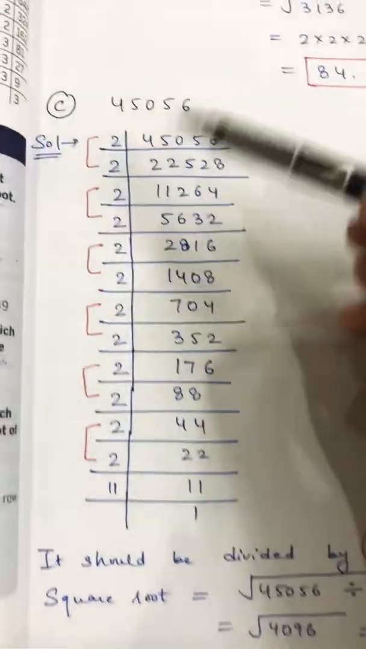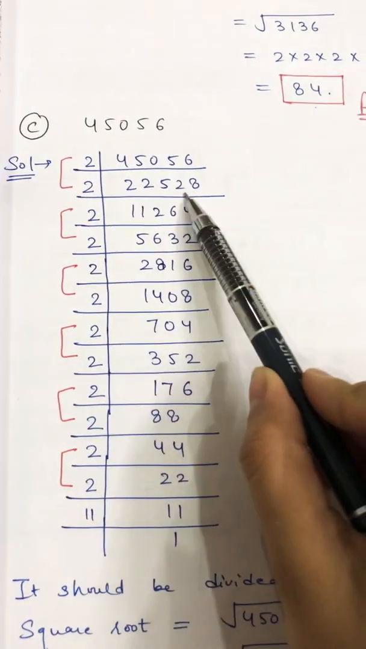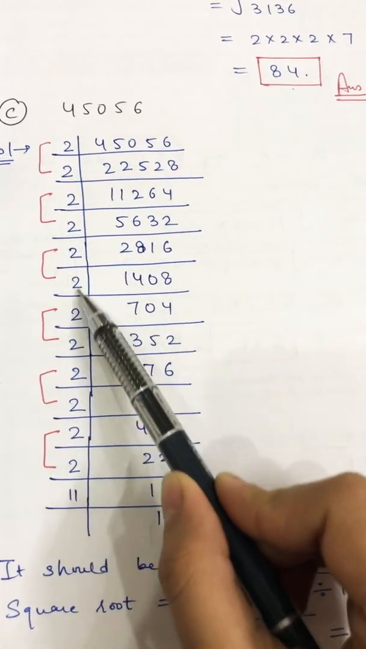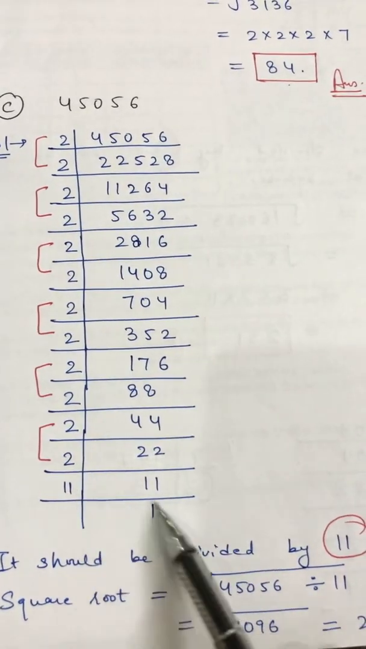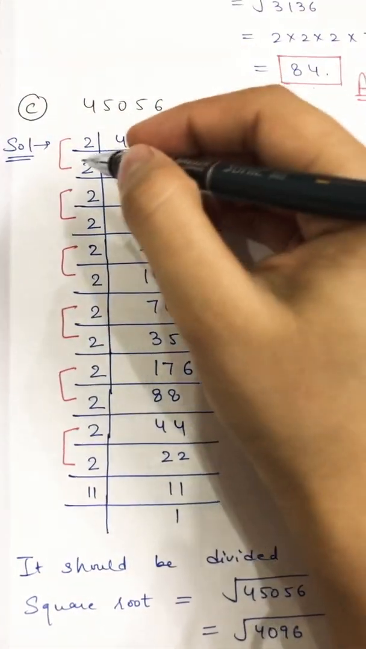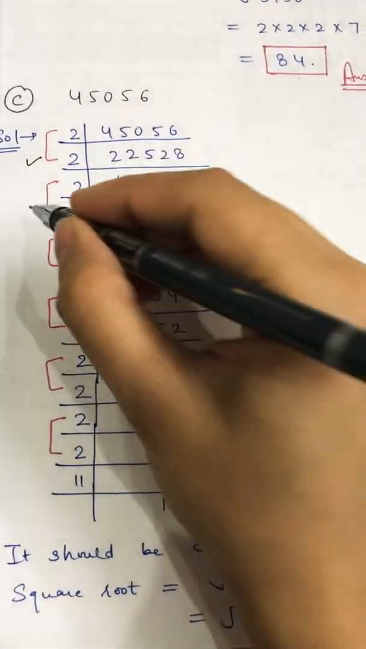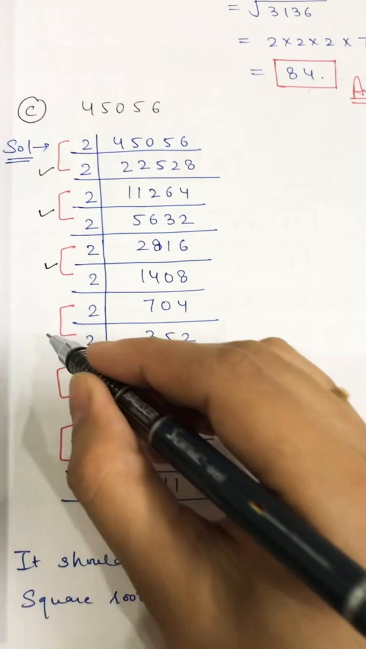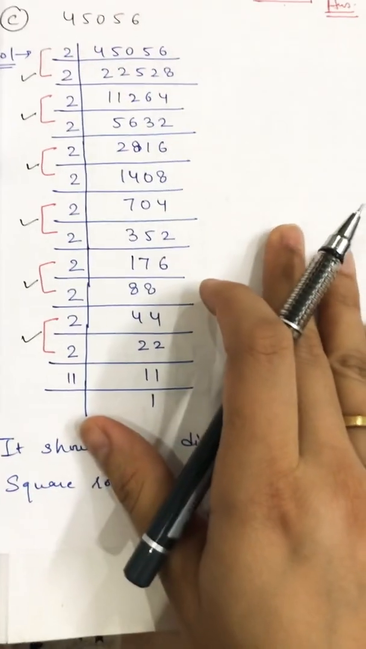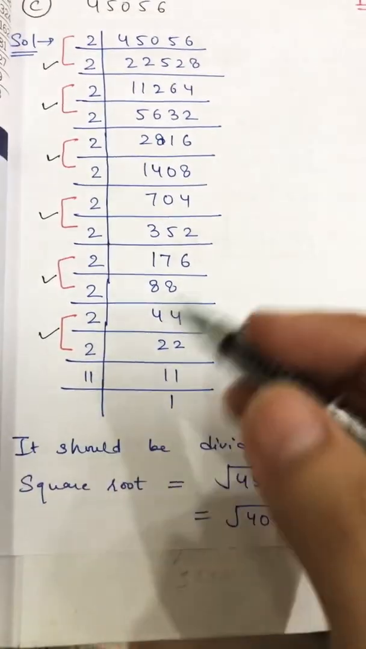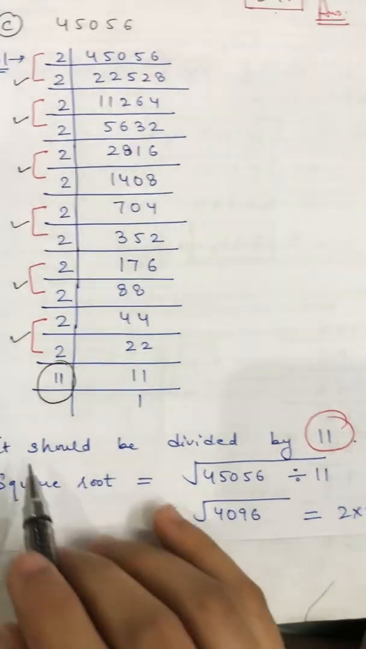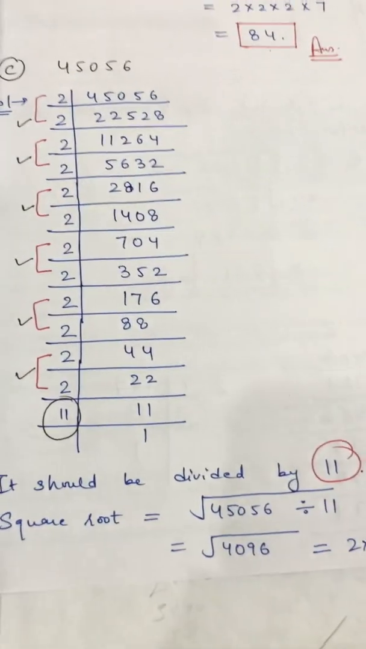45056. It is a bit lengthy. It will go on 2 table, then on 2, again on 2, again on 2. In this way, last is 11. So now just you have to see to it how many pairs we are having. We are having 1 pair, 2 pair, 3 pair, 4 pair, 5 pair, 6 pair. Okay, which number is single? Which number is left? Which is not in the pair? Number is 11. So it should be divided by 11.